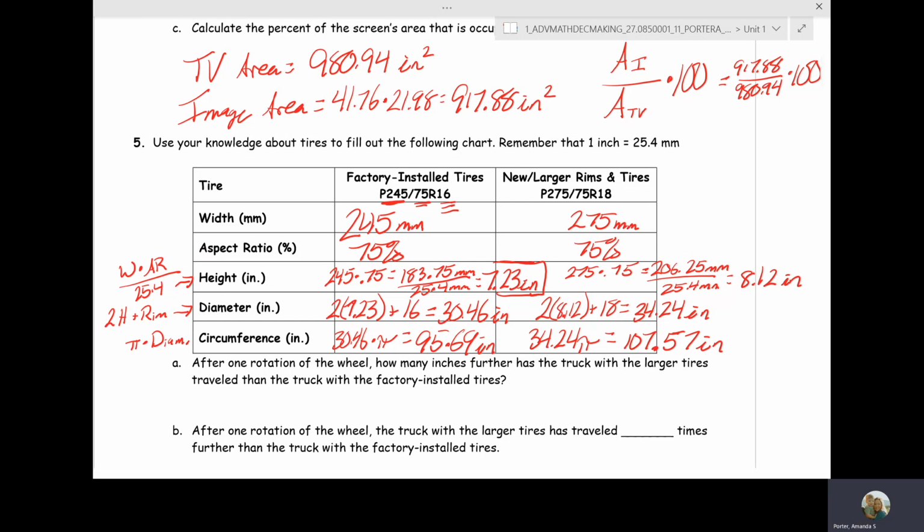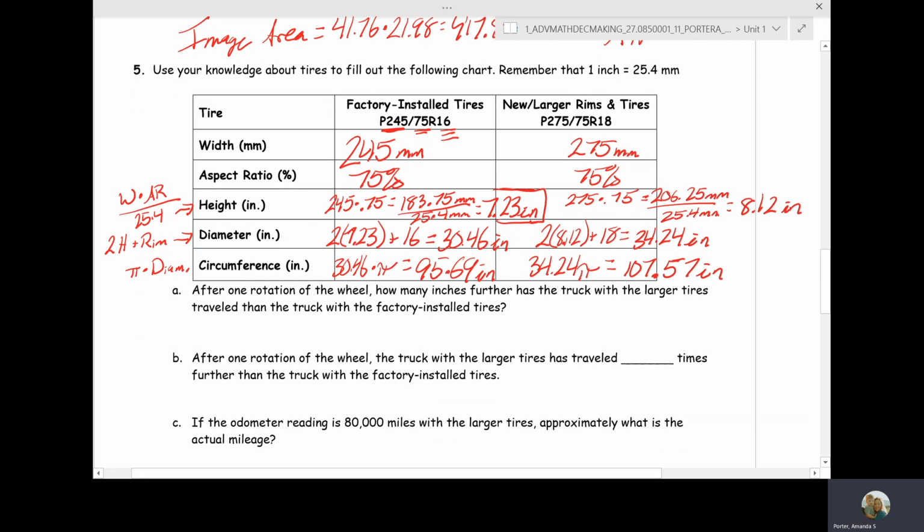So how many inches further have we traveled? How many inches further implies a subtraction. So 107.57 minus 95.69 is 11.88 inches further.